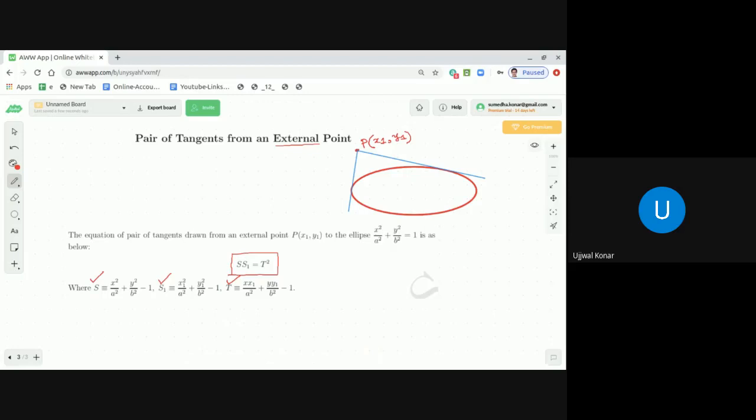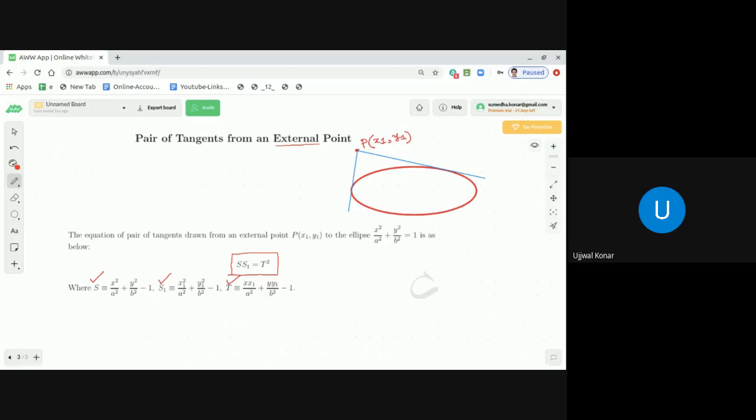Otherwise, if I do not use this way of remembering, S S1 equal to T square, then I need to say it like this: the equation of the pair of tangents drawn from an external point P with coordinates x1, y1 to the ellipse x square by a square plus y square by b square equal to 1 is (x square by a square plus y square by b square minus 1) into (x1 square by a square plus y1 square by b square minus 1) equal to (x x1 by a square plus y y1 by b square minus 1) whole square.